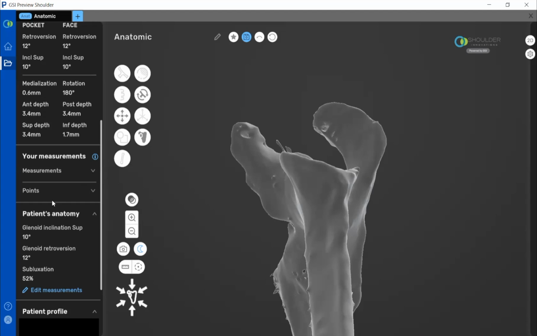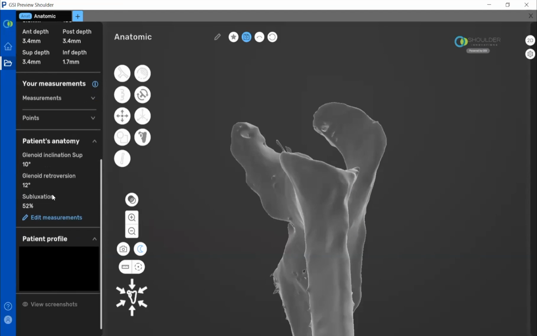So this one, the numbers we look at are over here on this left-hand side where it says patient's anatomy. This talks about glenoid inclination and glenoid retroversion. So this patient measures at 12 degrees. So if you measure an angle that goes with one plane is this direction and the second plane is this direction, so the glenoid socket is facing 12 degrees towards the back. The normal average is 4 degrees. So she's 3 times what's normal.